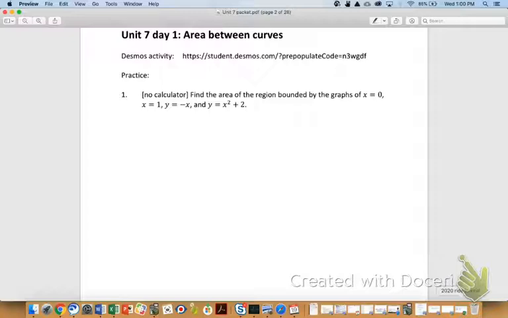equals 0 is the y-axis. So there's one boundary. There's the x-axis right there.